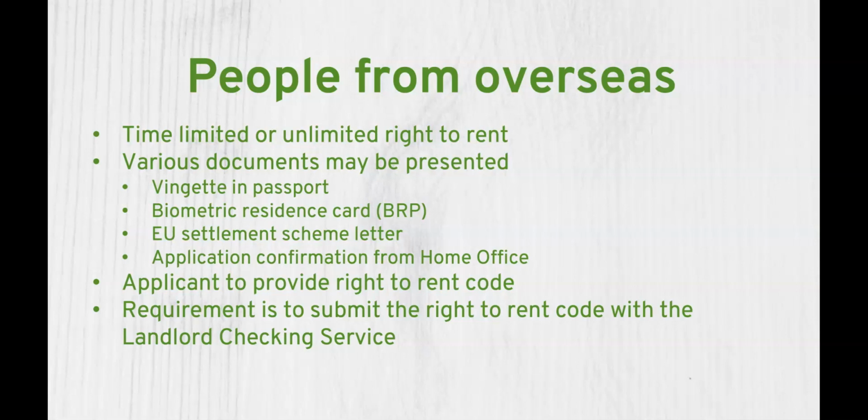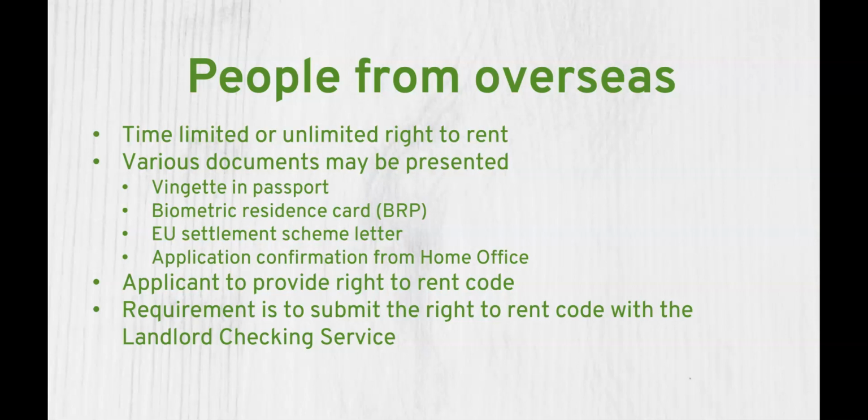For those people who entered from the EU before Brexit, they should have an EU settlement scheme letter. This will give them either 5 years time-limited right to rent or unlimited right to rent. And for those who have literally just started their application, they will have a confirmation letter from the Home Office with an application code.